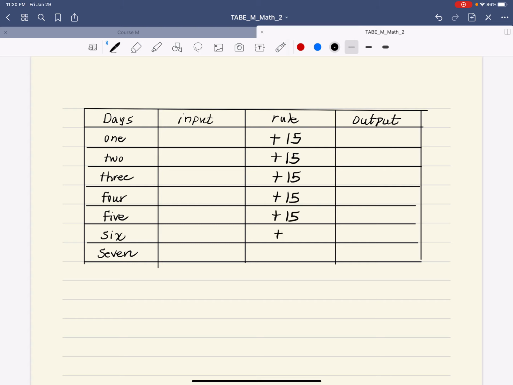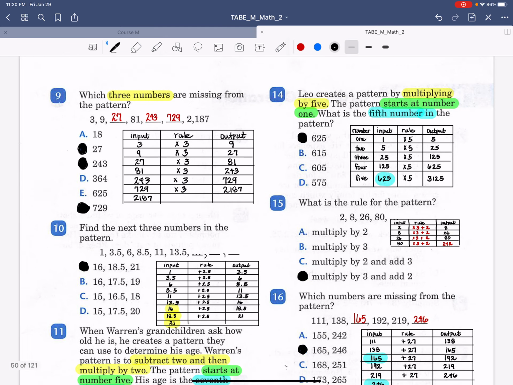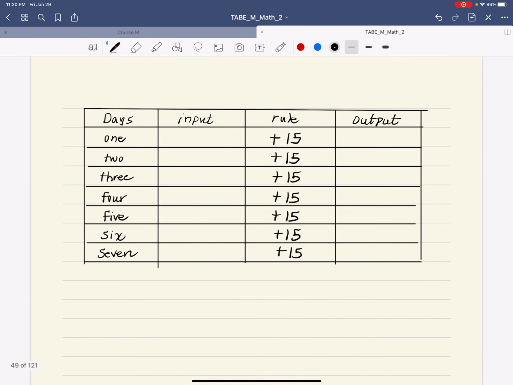And let's get the starting point, which would be the first day he reads for 15. Okay, so here we go. 15 plus 15 is 30. 30 plus 15 is 45. 45 plus 15 is 60. Picture a clock in your head, an analog clock, and you can add these a little bit easier. 60 and 15 is 75. You can also use your calculator to add these.